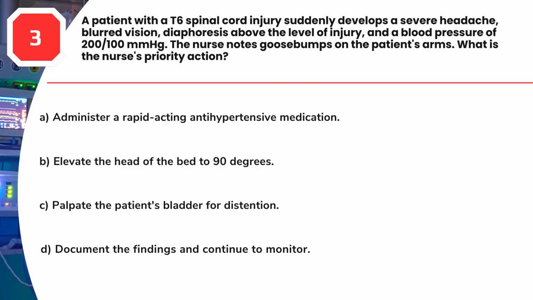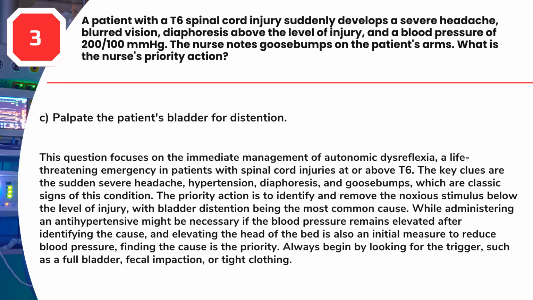Answer, C. Palpate the patient's bladder for distension. This question focuses on the immediate management of autonomic dysreflexia, a life-threatening emergency in patients with spinal cord injuries at or above T6. The key clues are the sudden severe headache, hypertension, diaphoresis, and goosebumps, which are classic signs of this condition. The priority action is to identify and remove the noxious stimulus below the level of injury, with bladder distension being the most common cause.